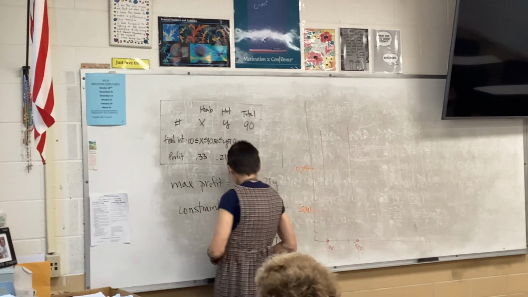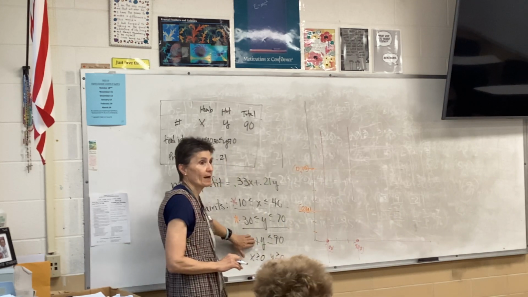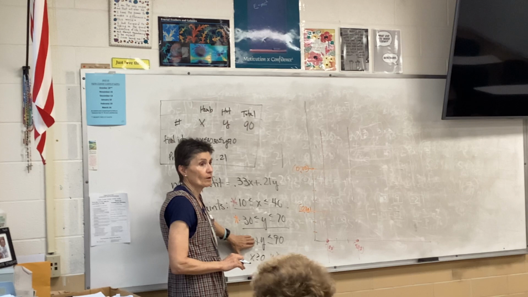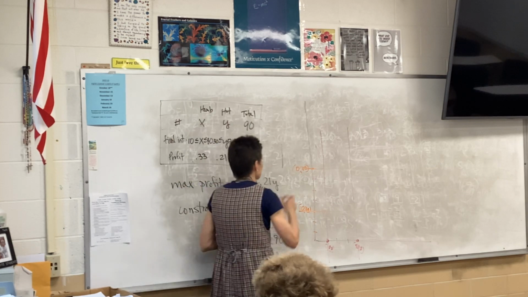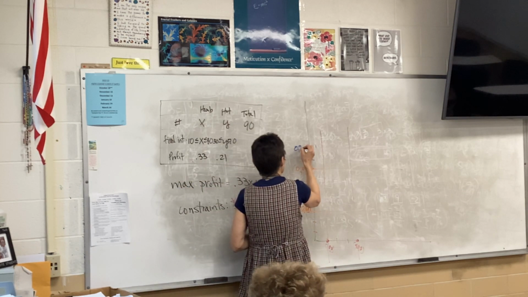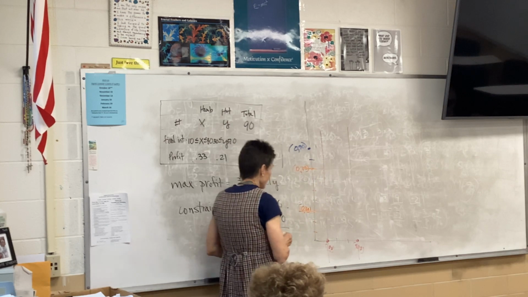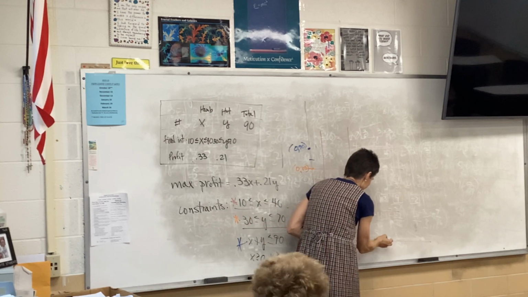And how do I graph this one? One letter at a time, right? So I'm gonna cover up X and Y is 90. And I'll cover up Y and X is 50, 60, 70, 80, 90.